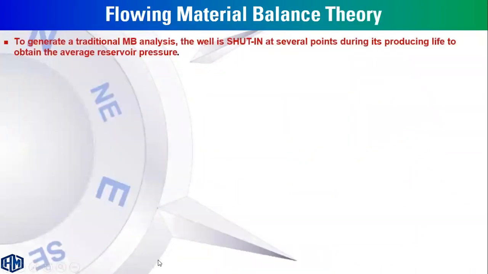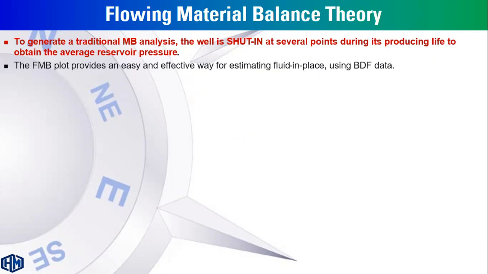So again, the flowing material balance: you can use the material balance without the need to shut in the well during the life of this well. So we can use the flowing data, flowing pressure, and flow rates to predict the fluid initially in place, assuming we have boundary dominated flow.